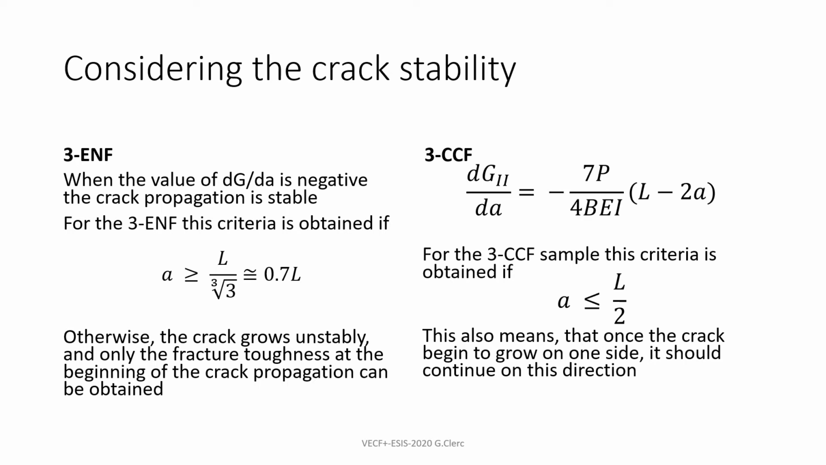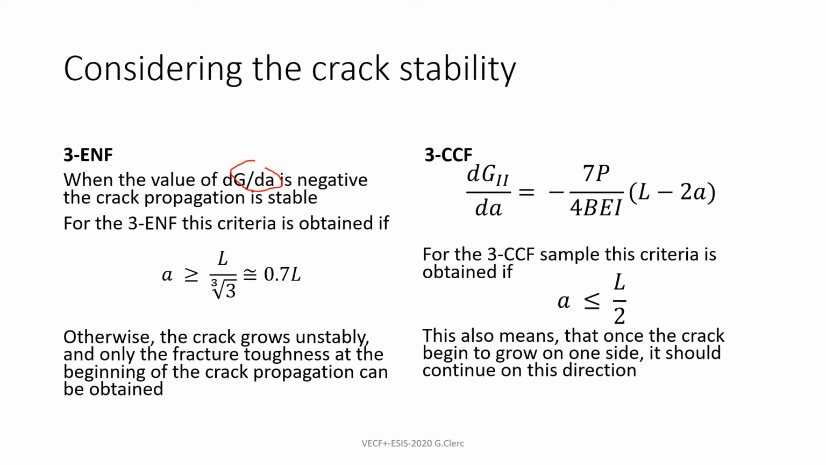if this amount of energy released is bigger than the amount needed to grow, then the crack will propagate immediately over the complete sample length. So that's why this value here has to be negative. If we check this for the 3ENF sample, then we see that the crack should be bigger or equal to 0.7 of the semi-length of the sample.